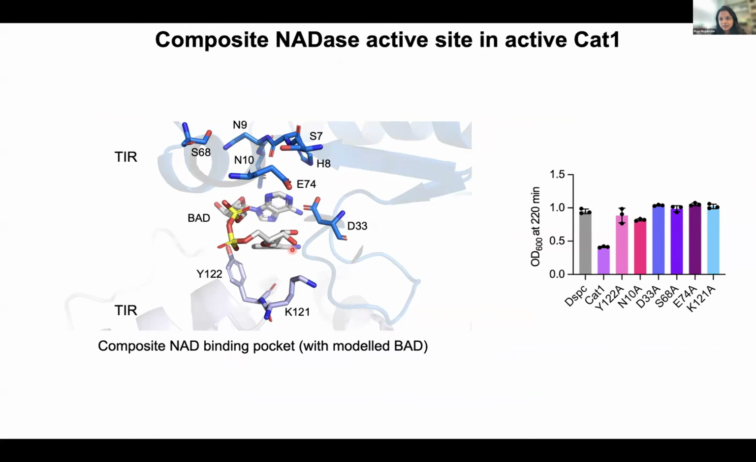The density is not very good, and for TIR domains, previous manuscripts or published data also say that as this composite pocket is not very stable, you don't get very good density for the NAD moiety in there. So that's what we got, and that's how we modeled.